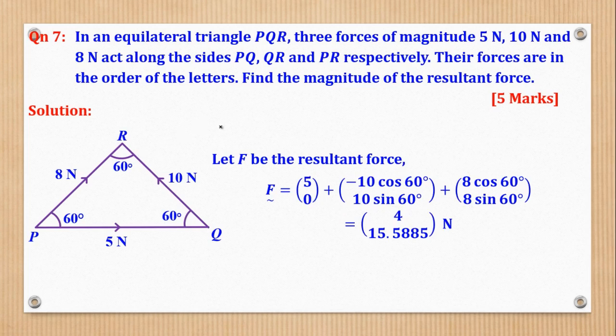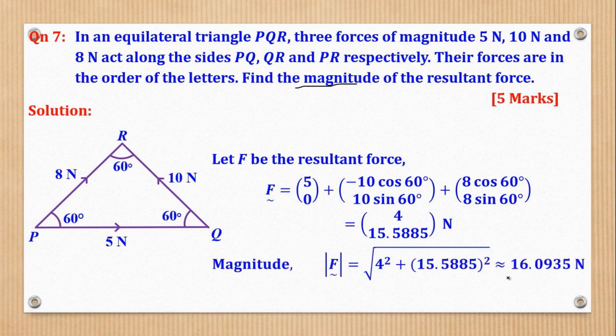But the question asks for magnitude. Therefore, we have to get the magnitude of the resultant force, which will be 16.0935. Now, some students went further ahead to get the direction, but the question did not ask for direction. It only asked for magnitude.